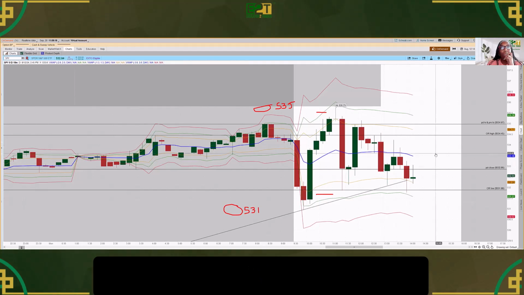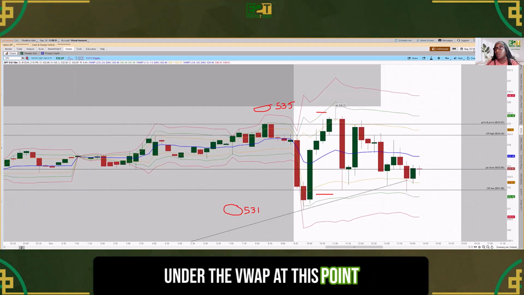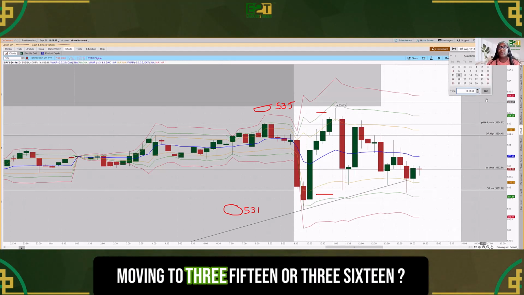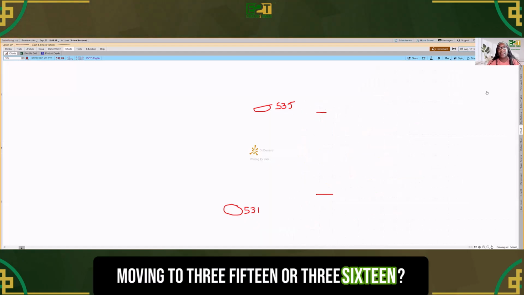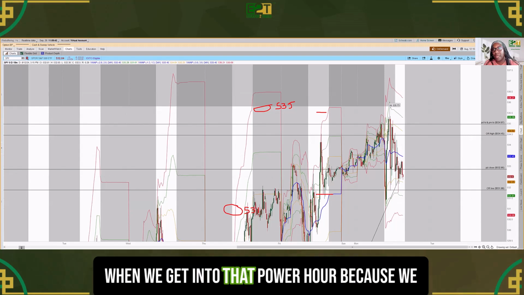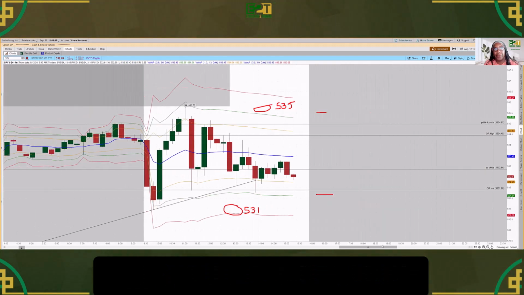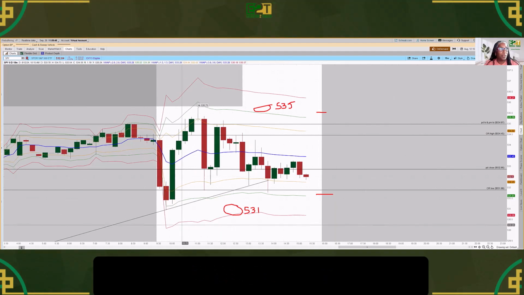Okay, it says 2:15. We're still under the VWAP at this point. Moving to 3:15 or 3:16, because let's see how it operates when we get into that power hour. We know the power hour can be the dumbness.